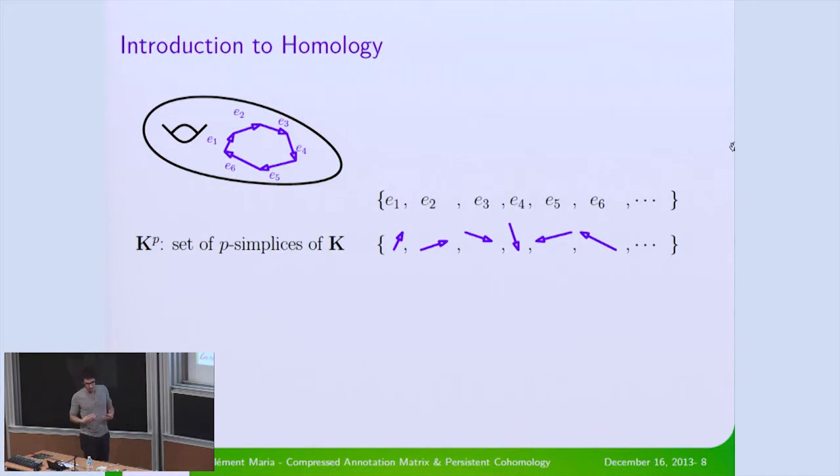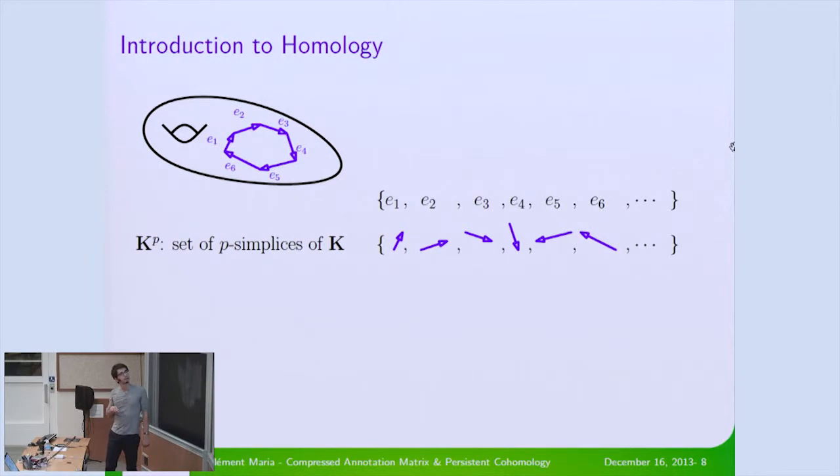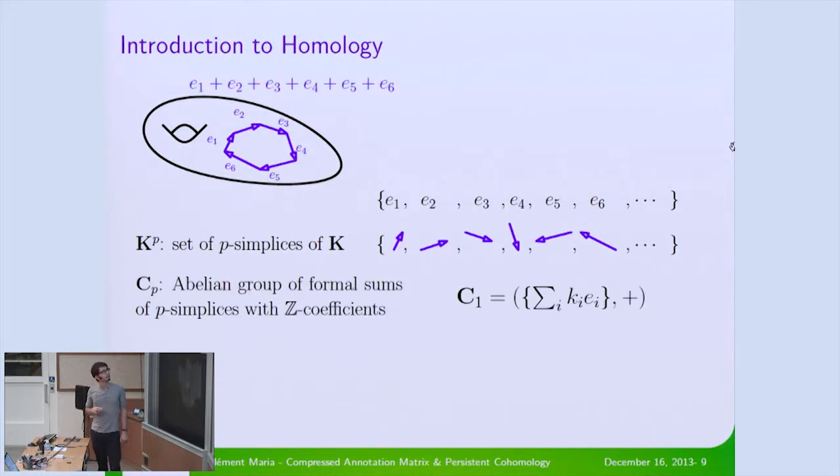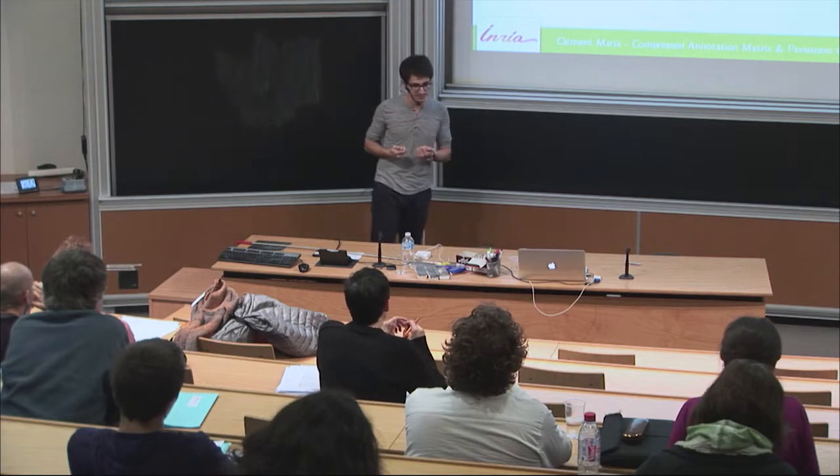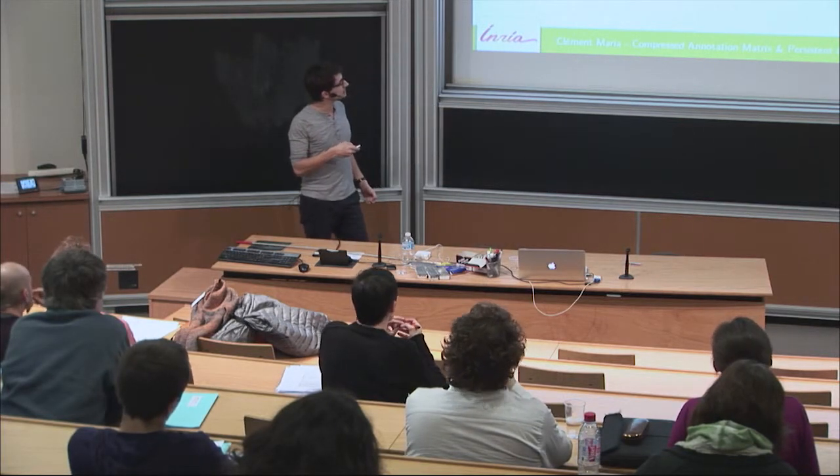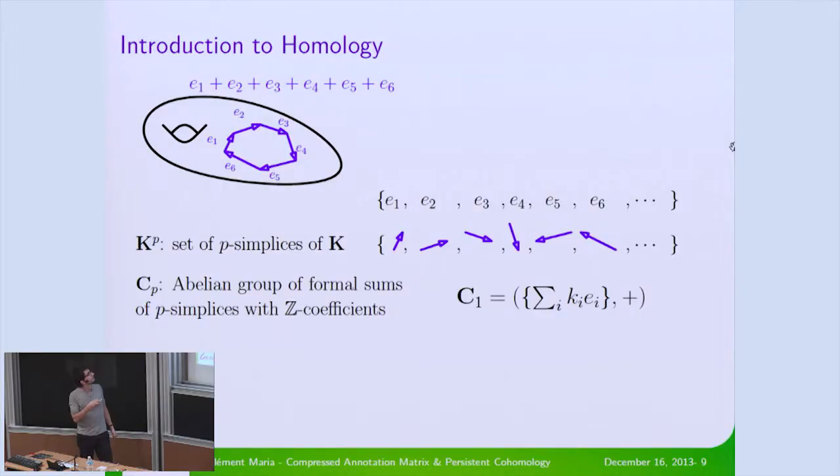In the discrete case, which will be interesting for us because we are computing this, we have a simplicial complex, which is a set of simplices. Here I draw edges. As you can see, you can characterize a loop by a sequence of edges. I consider the abelian group made of the formal sums of p-simplices. In the case of edges, it's just a sum of edges with coefficients. In that case, this loop becomes the sum of these 6 edges.